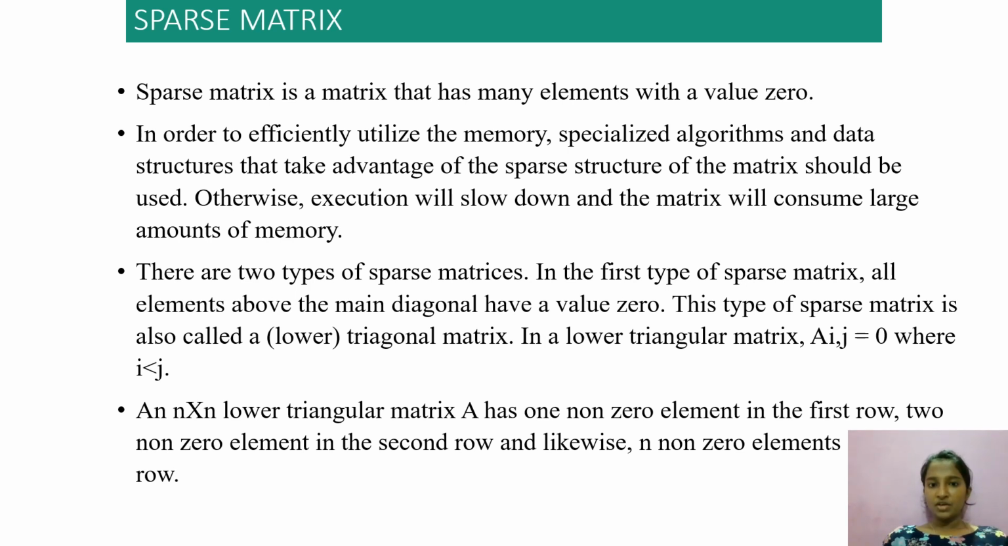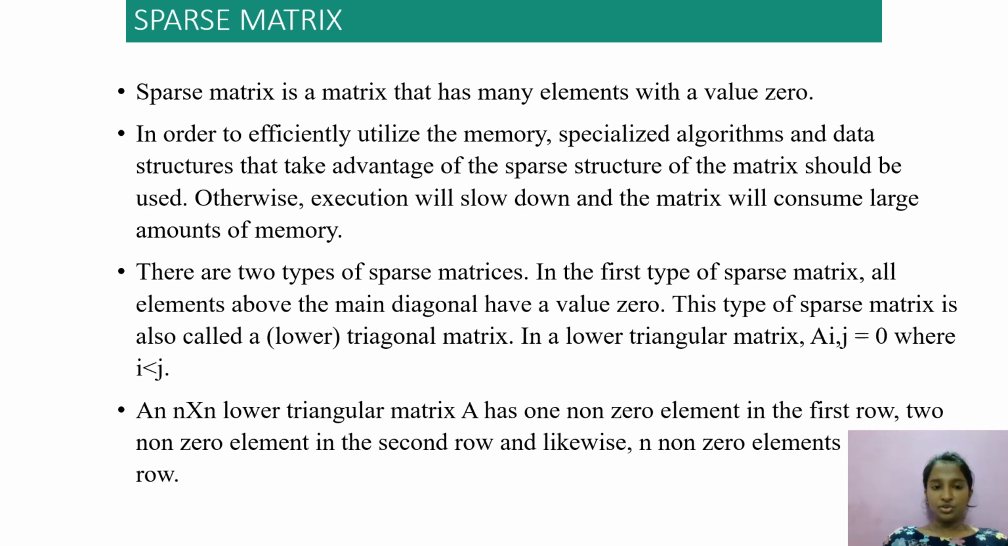There are two types of sparse matrices. In the first type of sparse matrix, all elements above the main diagonal have a value 0. This type of sparse matrix is also called the lower triangular matrix. In the lower triangular matrix, a(i,j) is equal to 0, where i is less than j.